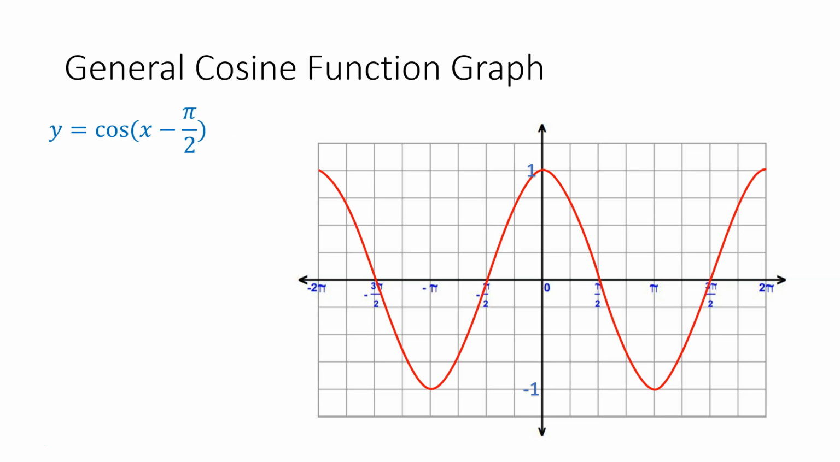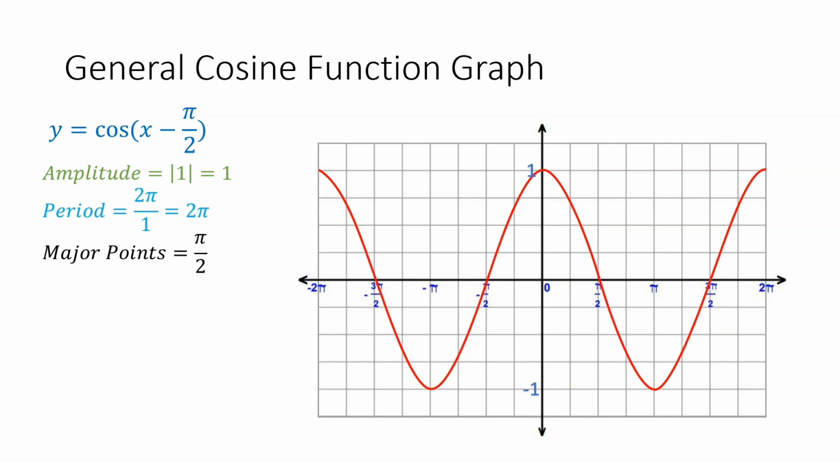So if we take a look at our equation here, we have y equals cosine of x minus pi over 2. Our amplitude is 1 because there is no value up front, so therefore it's an assumed 1. Our period length is 2 pi divided by the b value, and since there is no number in front of x, it is going to remain 2 pi. Our major points, we still take the period divided by 4, so 2 pi divided by 4 gives us pi over 2. But now the new step, our phase shift, tells us our new starting point.